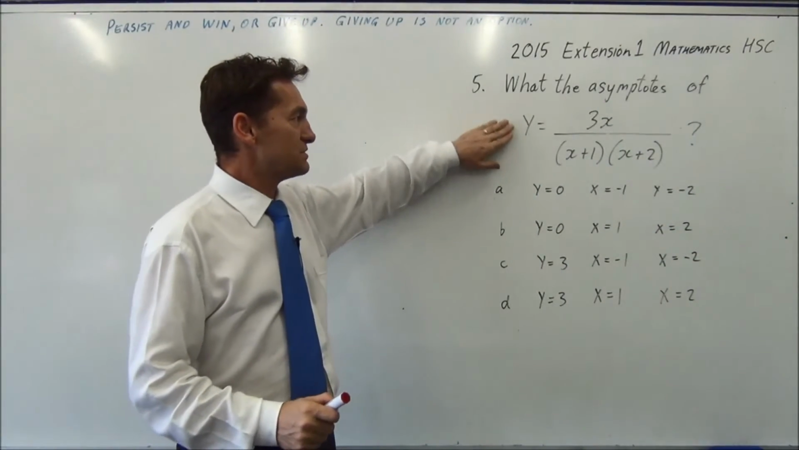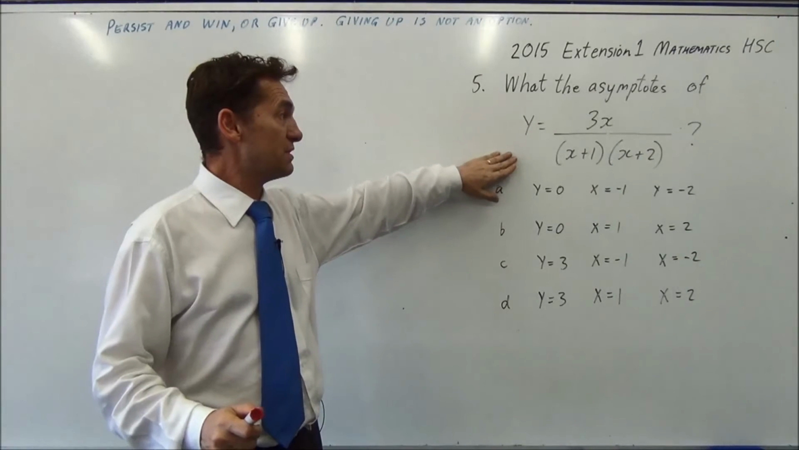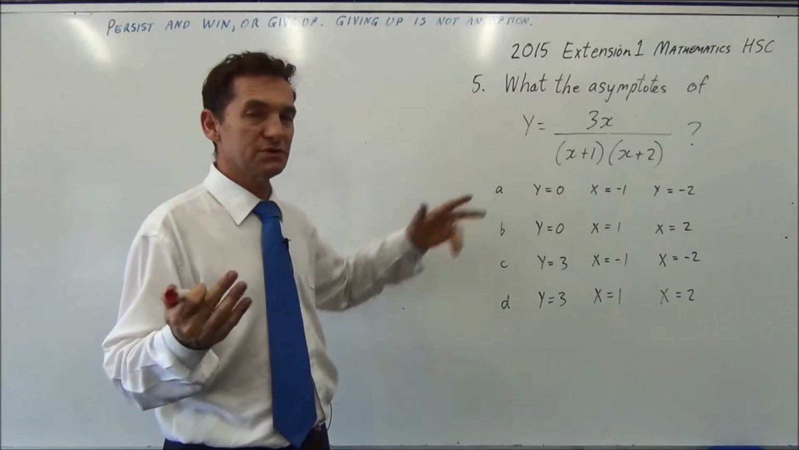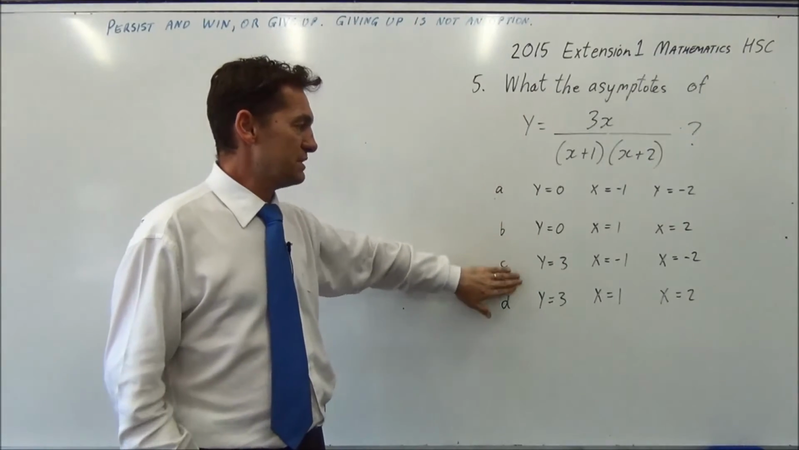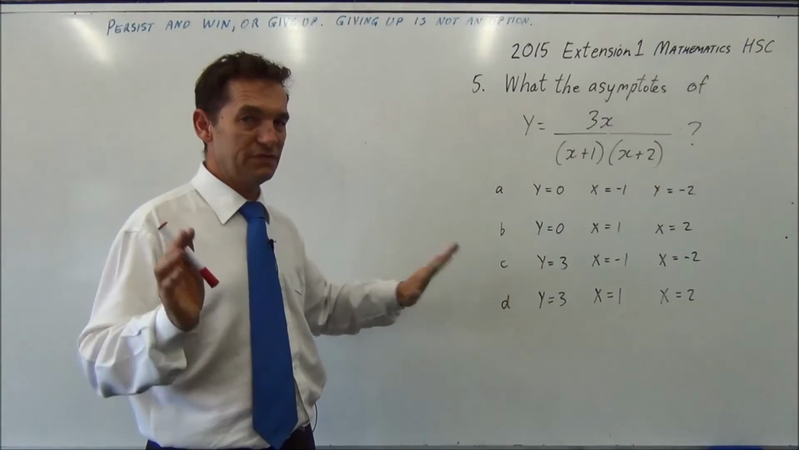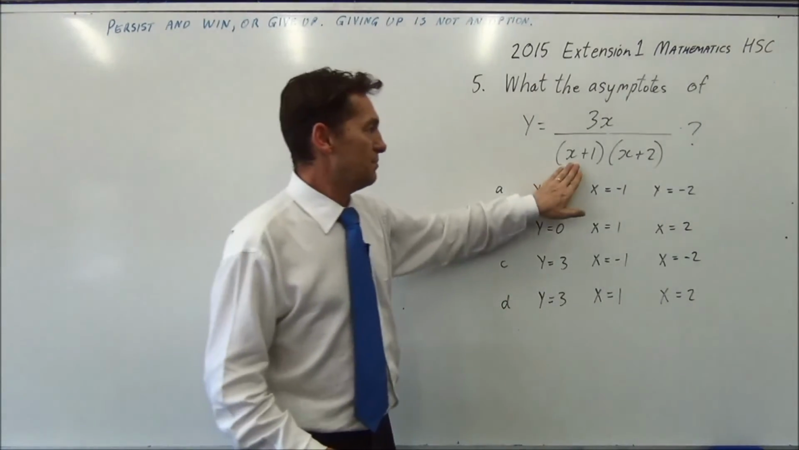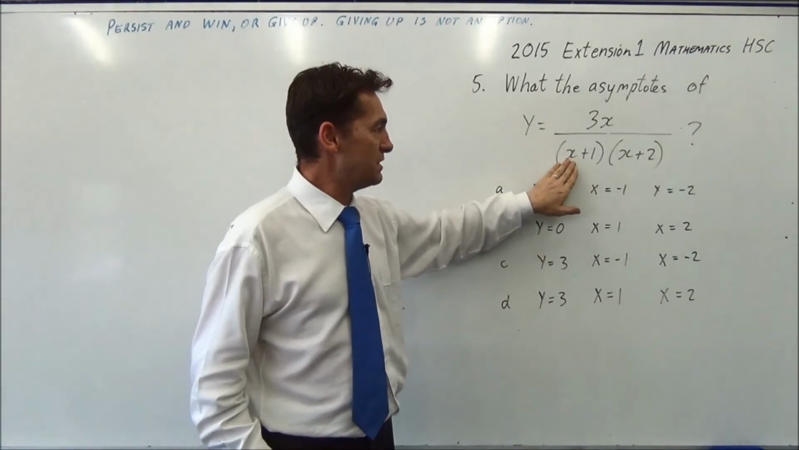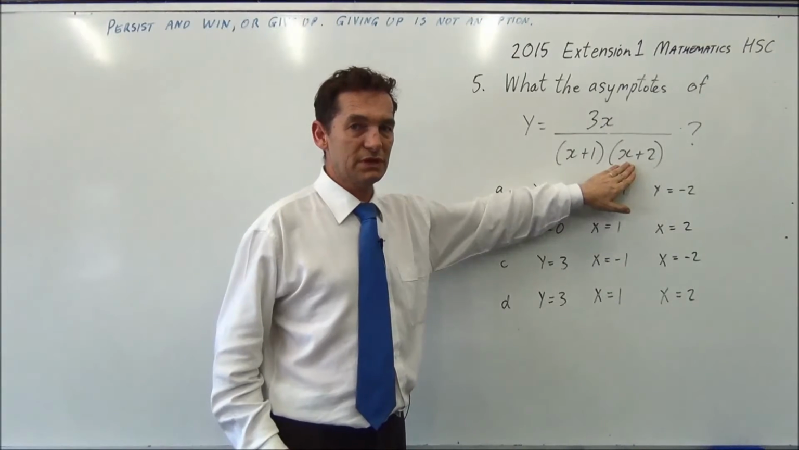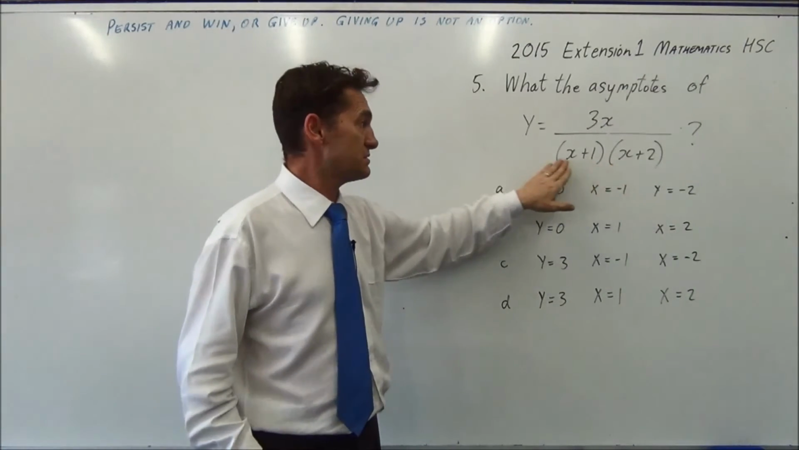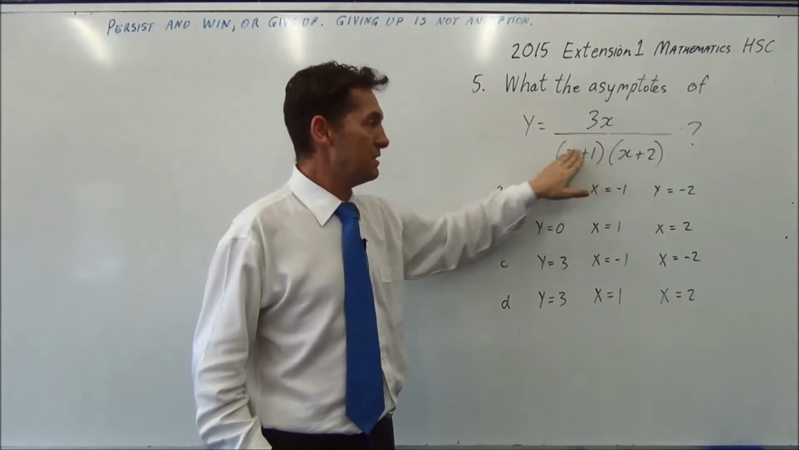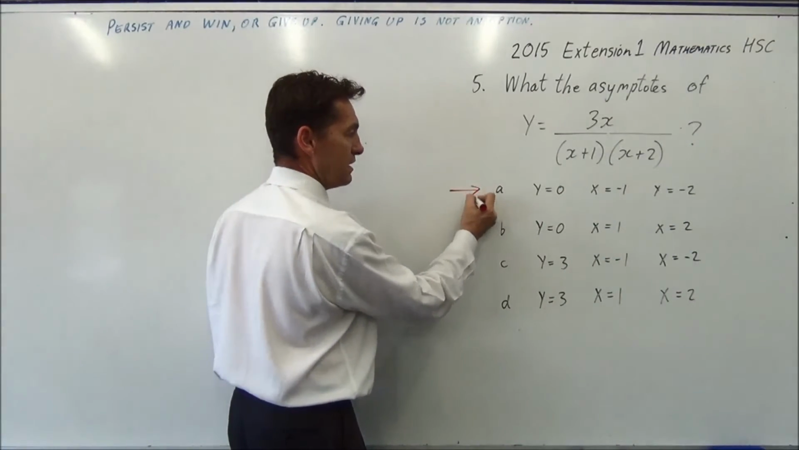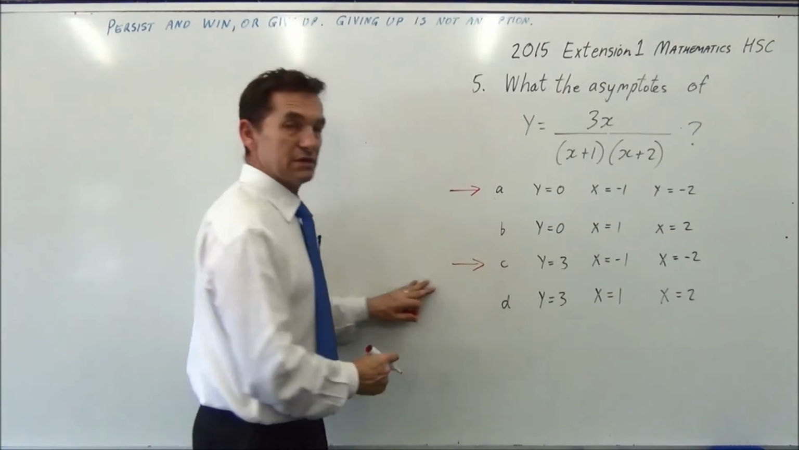Okay, question 5. What are the asymptotes of y equals 3x over brackets x plus 1 brackets x plus 2? So they give you these 3 answers, and it's pretty straightforward if you can keep your wits about you. The bottom's really easy. You should know that a -1 there and a -2 there will make the bottom invalid. So as soon as you've got 0 on the bottom, it can't exist. So that would give you either A or C.